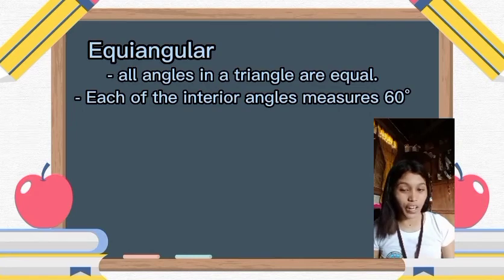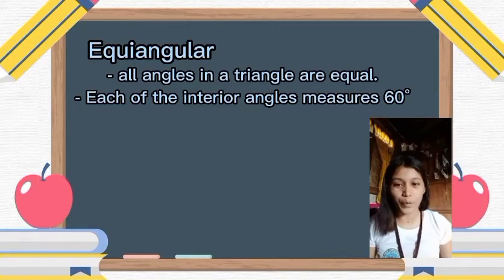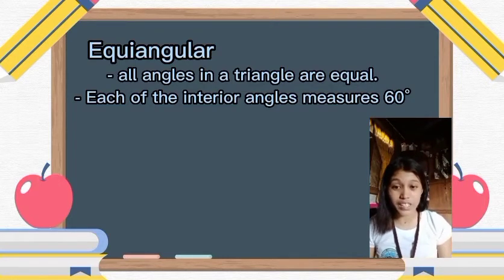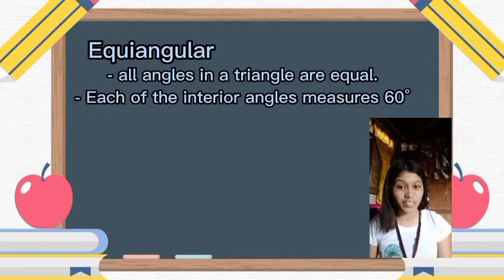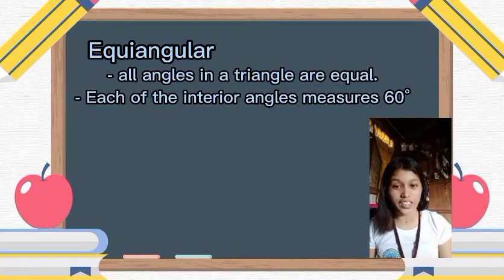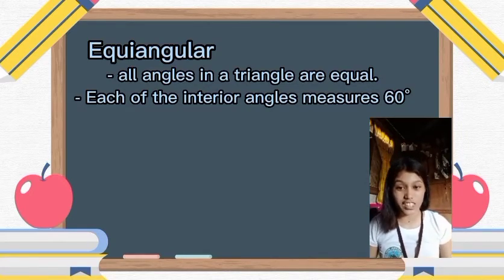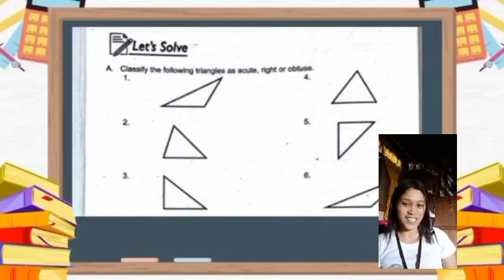So this is equiangular. All angles measure 60 degrees. If angle A measures 60 degrees, angle B 60 degrees, and angle C is 60 degrees, so they have the same measurement. This is called equiangular, the same equal measurement. It is not variable; it should be fixed at 60 degrees. That is equiangular. Let's answer the following.